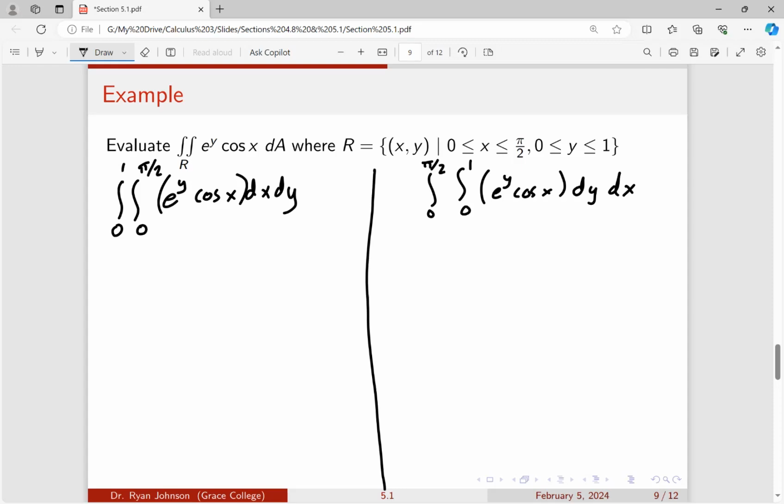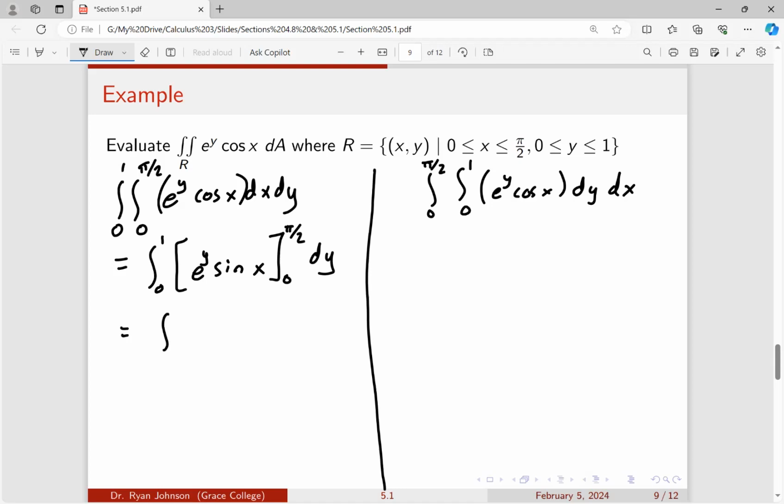Okay, so here on the left side, I'm integrating with respect to x. Keep the outside integral the same. The inside integral I will do. Integrating with respect to x gives me e to the y, which is just a constant, and then sine of x from 0 to pi over 2. The dy stays the same. Sine of 0 is 0. Sine of pi over 2 is 1.